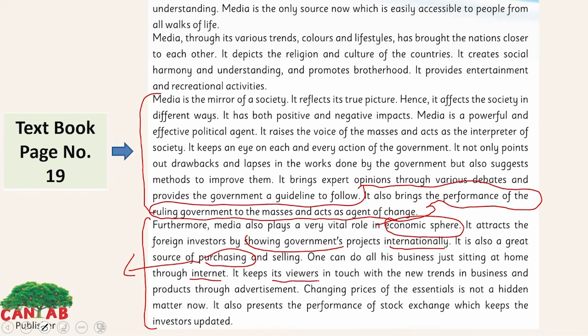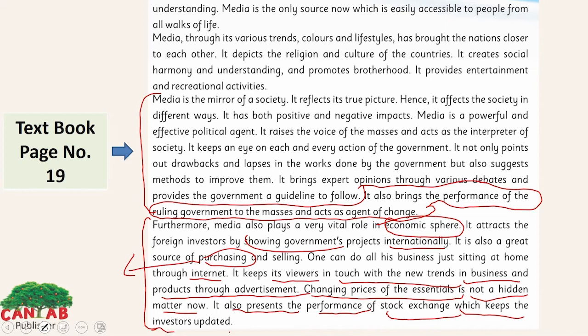It keeps its viewers in touch with the new trends in business and products through advertisement. Changing prices of the essentials is not a hidden matter now. It also represents the performance of the stock exchange, which keeps the investors updated. Investors वो जो पैसा लगाने वाले होते हैं business में.